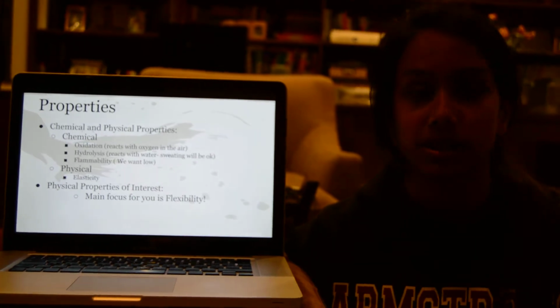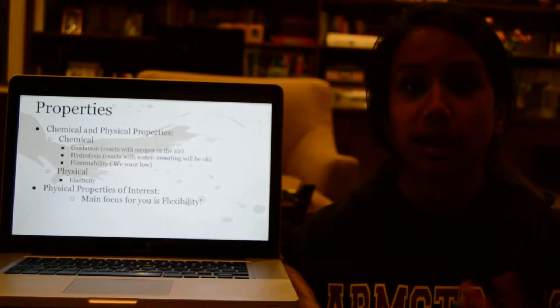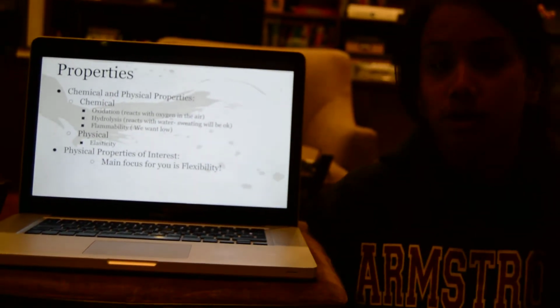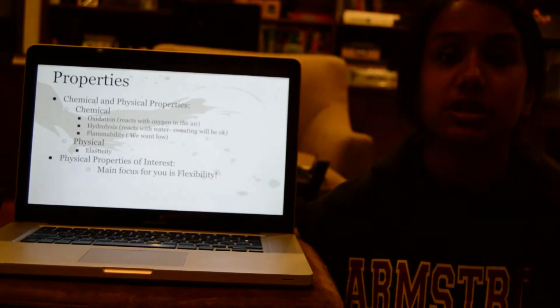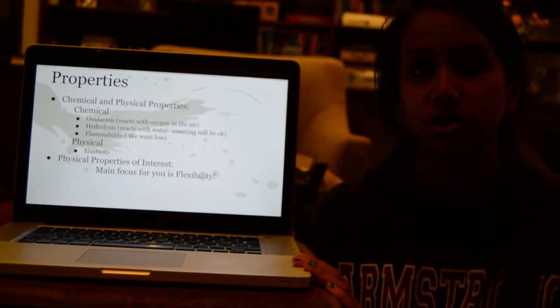Physical properties such as elasticity. We know that he's doing strong activities. That means his shirt needs to be flexible and move with his muscles. We also know that his physical property of interest is flexibility. That is our main focus for Shanti's shirt.